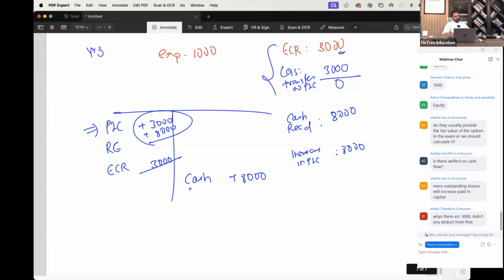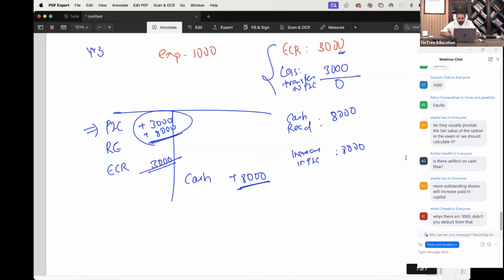Same thing is happening here, but instead of issuing shares to the public, we are issuing them to employees. Some part of that employee compensation reserve I transferred to paid in capital, plus I received some amount of cash from employees. So my cash increases and my paid in capital increases. Correct. The number of shares will increase.